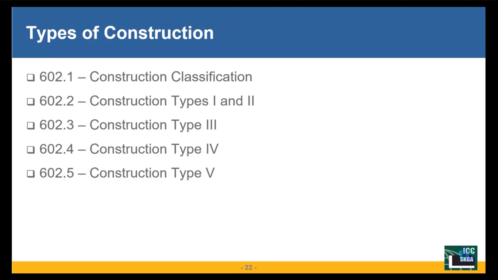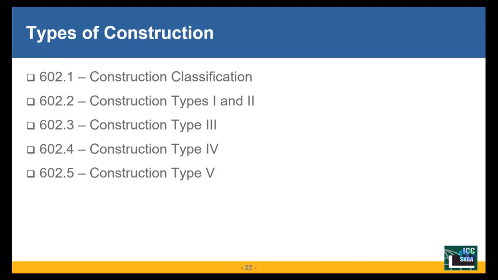If, for example, the type of construction is existing non-conforming, then you'll have to deal with it in another way. And that will be discussed more in the Chapter 7 webinar. Basically, we'll put a firewall to separate the two buildings. So there'll be 2 different types of construction. So we have construction type 1 and 2, construction type 3, construction type 4, and construction type 5.